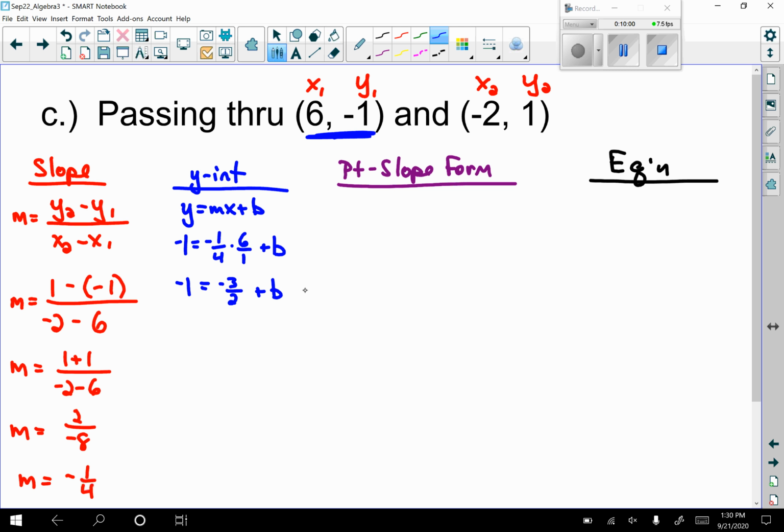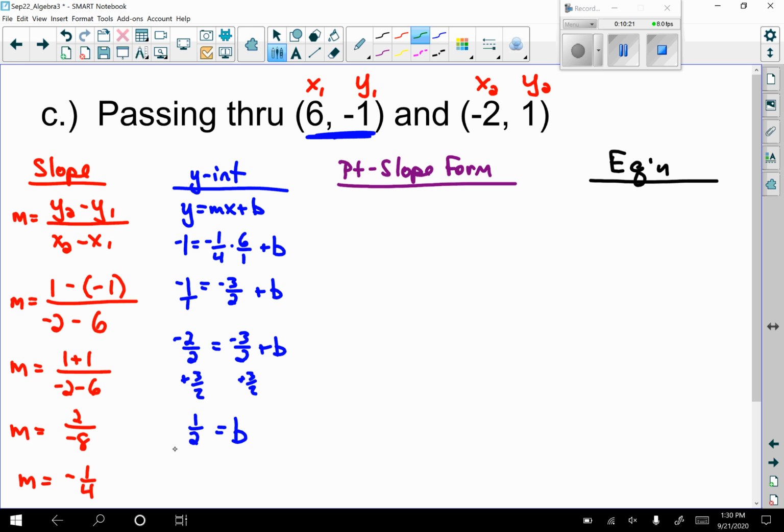Now, for this case, there's two ways I could approach. I could turn this negative 1 over 1, really, to a common denominator of 2. So it's really a negative 2 over 2 equals negative 3 halves plus b. So now if I add 3 halves, b is going to equal 3 halves minus 2 halves, which is just 1 half.